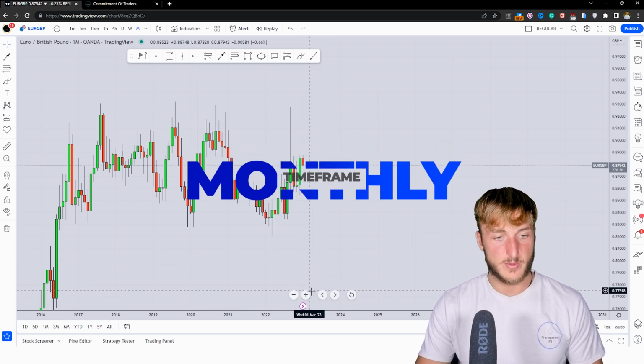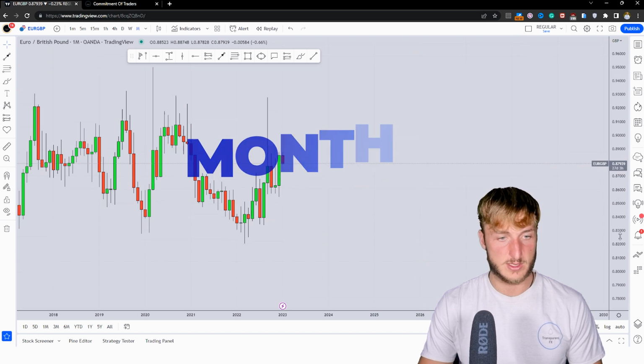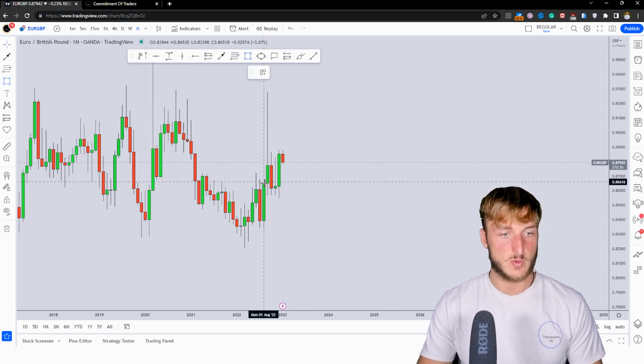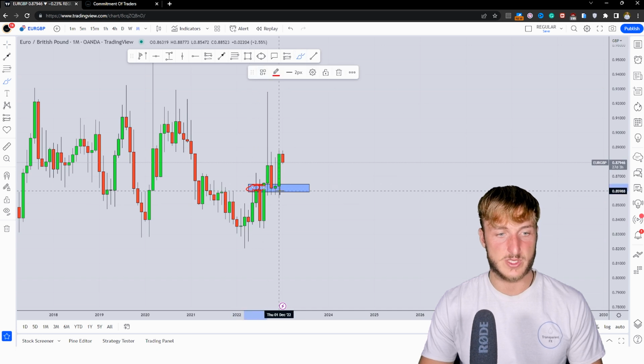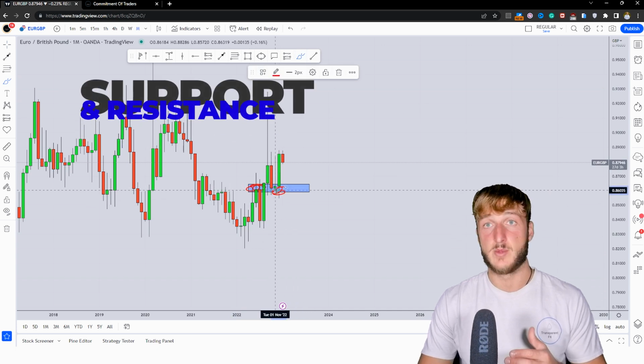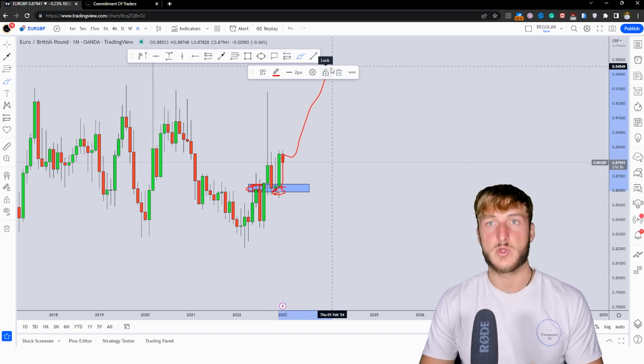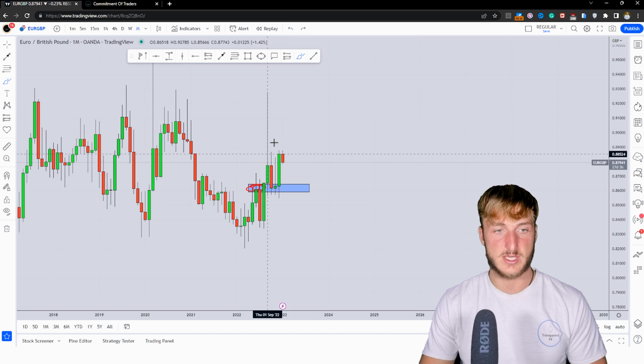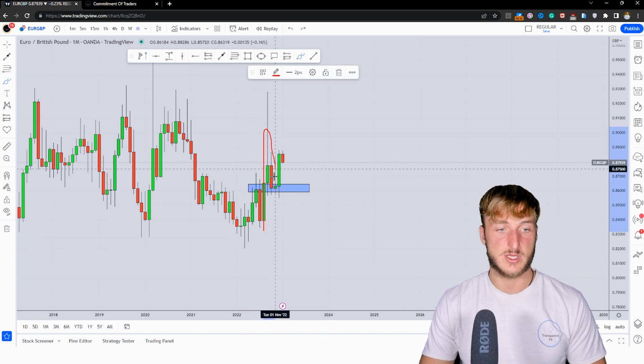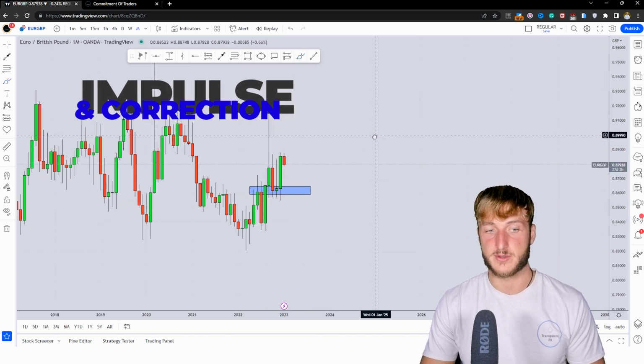Now, starting from the monthly time frame, what we can see from a monthly perspective is quite clear that the market is currently testing and rejecting previous monthly resistance turned support here. The market tested its zone and started rejecting it to the upside. So in a situation like this, we could expect more bullish price action and for the market to complete this impulse correction and impulse pattern to the upside.